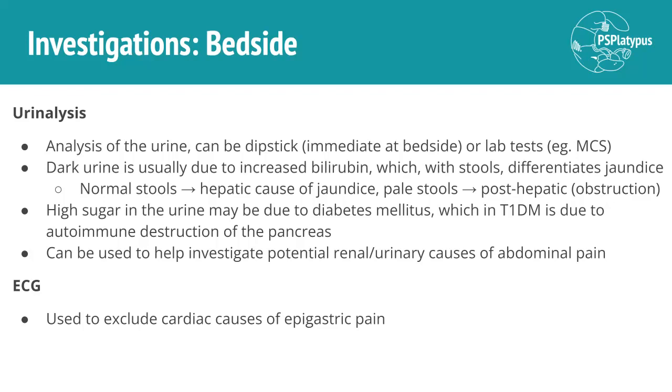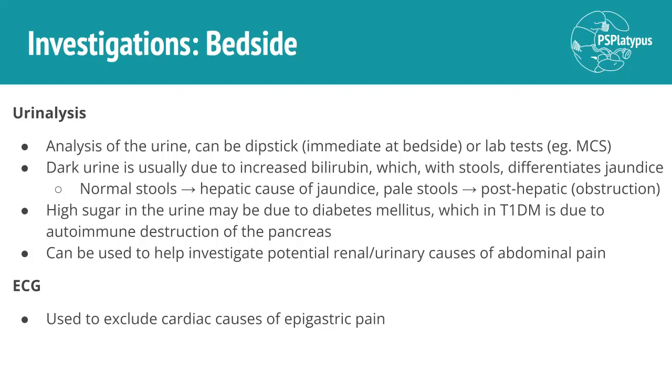If you have high sugar in the urine, then that is quite possibly due to diabetes, where you aren't taking in enough sugar into your cells. And so in type 1 diabetes, that's because there's been destruction of the beta cells of the pancreas that create insulin. And the pancreas is a GIT organ, as well as an endocrine organ.